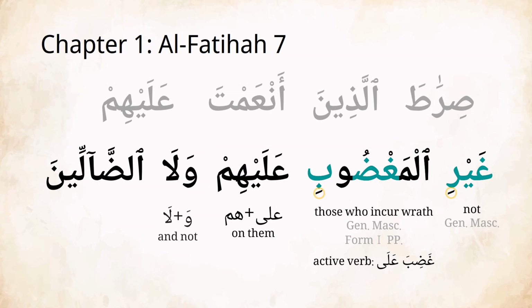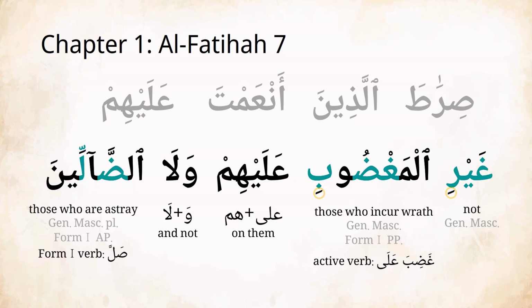Next we have wala, meaning and not. And finally we have dallin from the root dad, lam, lam, which are doubled roots. So it has a shadda on lam. It's an active participle derived from the verb dalla, which means to go astray, and it's in masculine plural. So this word means those who are astray. And it's in genitive case just like maghdubi alayhim because they are linked by the conjunction wa.